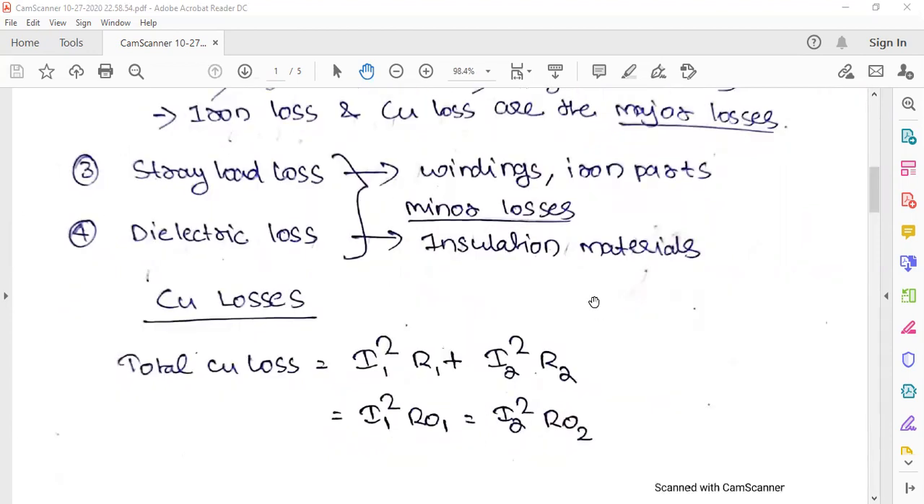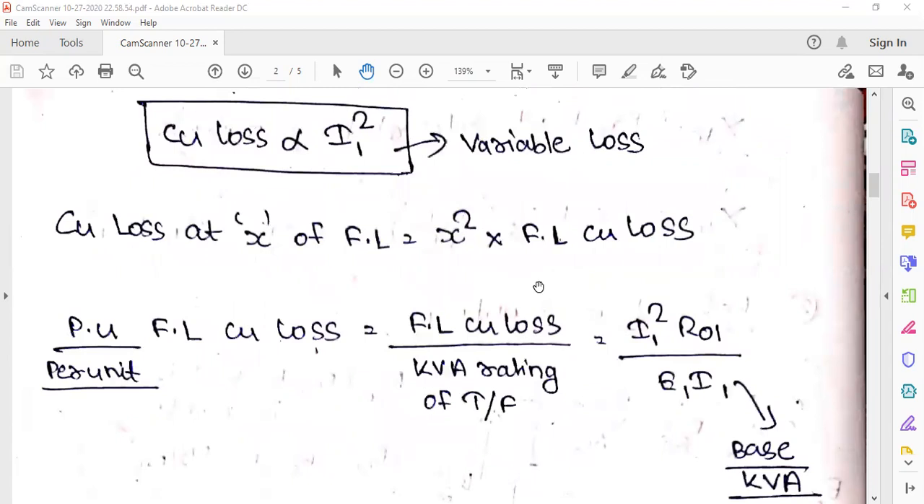Now, we already know that the copper loss is proportional to the current squared. So, when referred to the primary side, copper loss is proportional to the square of the current. And we also know that the copper loss is a variable loss. So, we have seen copper loss at x of full load. x of full load means 1/2 of full load or 3/4 of full load.